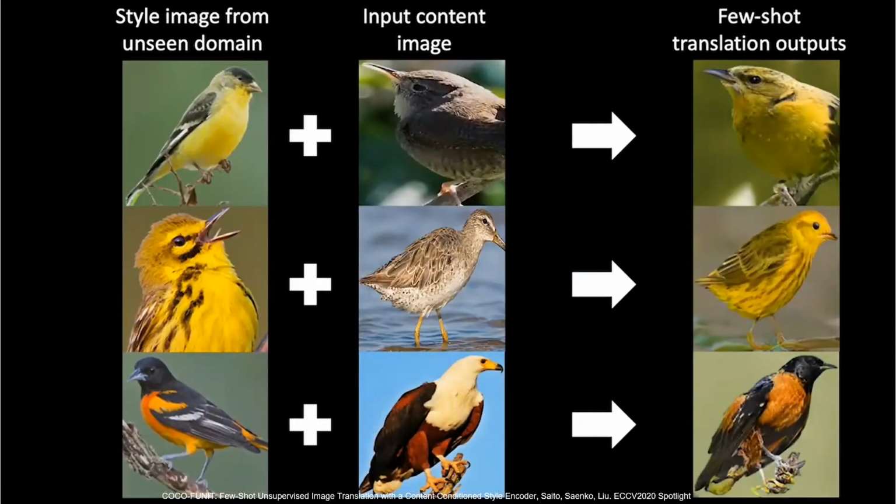Here's another example. Now this is with birds. And again, we see that the model is able to combine the style from an unseen domain with the content, the pose of the bird from the input content image, and generate a translated image that looks like the same pose of the content, but the new style.